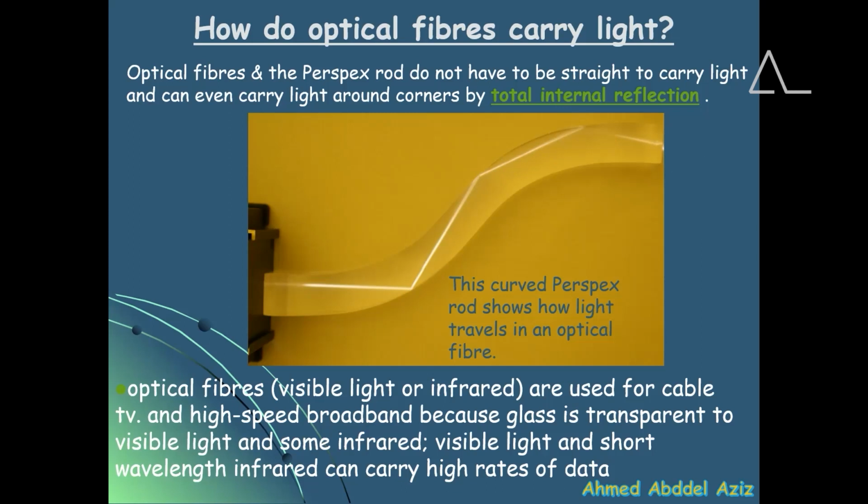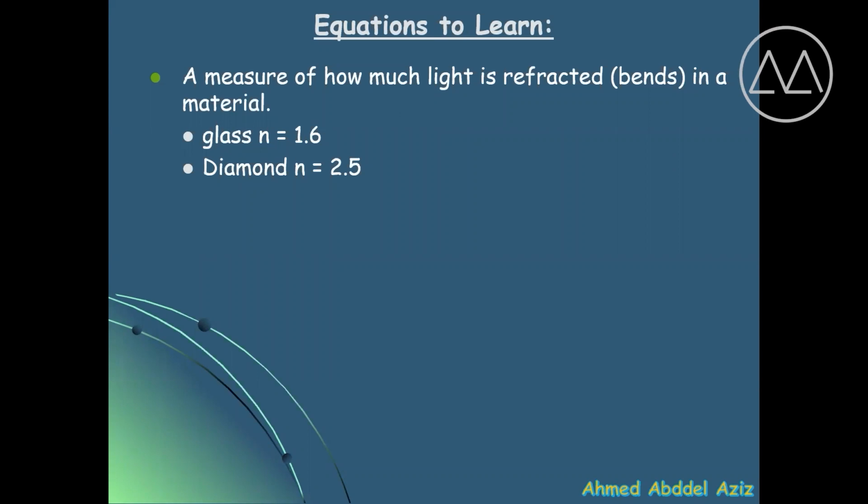Optical fibers are used for cable TV and high-speed broadband because glass is transparent to visible light and some infrared. Visible light and short wavelength infrared can carry a high rate of data. Now, let's talk about index of refraction. Its symbol is small n. Refractive index or index of refraction is a measure of how much light is refracted or bends in a material. The index of refraction is the ratio of speed of light in a vacuum to speed of light in another medium.